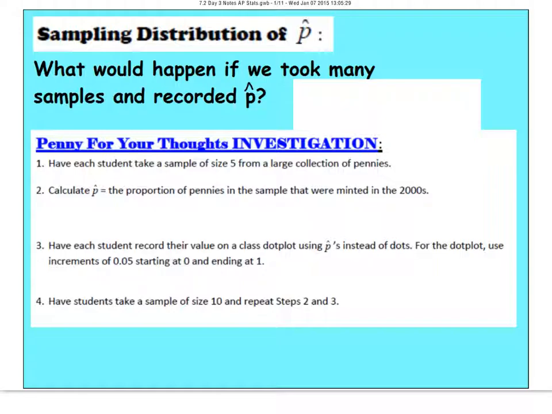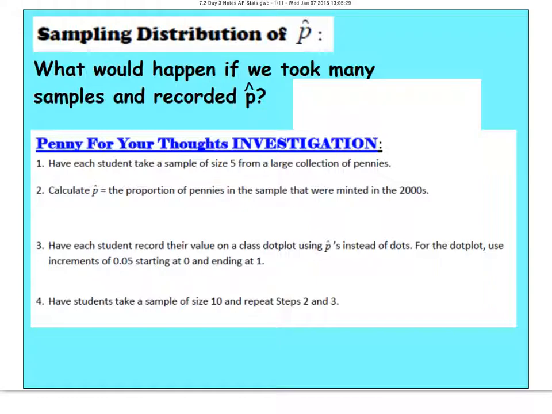So what I did is I have this very large jar of pennies with different dates on it, and I had students come in and take a sample size of 5 from this large collection of pennies. They then calculated their p-hat, which was the proportion of pennies in the sample that were minted in the 2000 year period. So of their 5 pennies, if they had 2 of those, they would do 2 out of 5 or 40%.